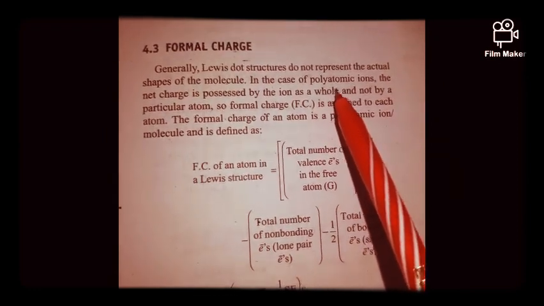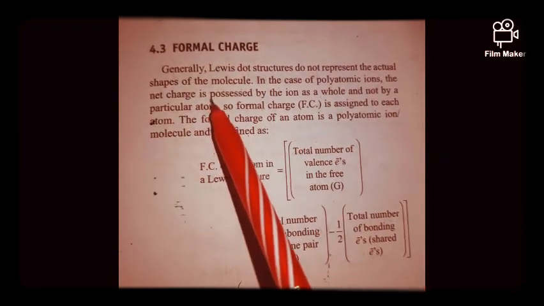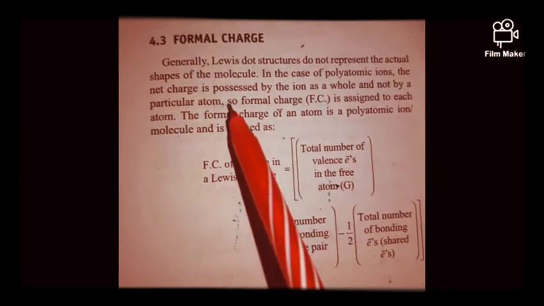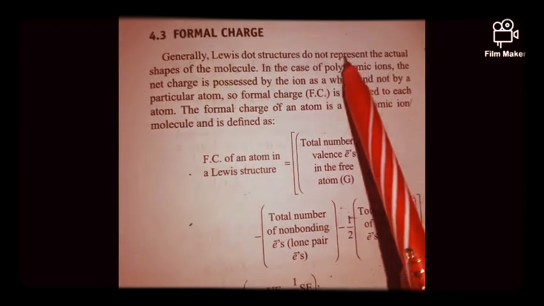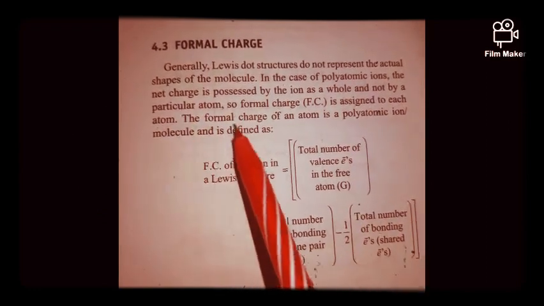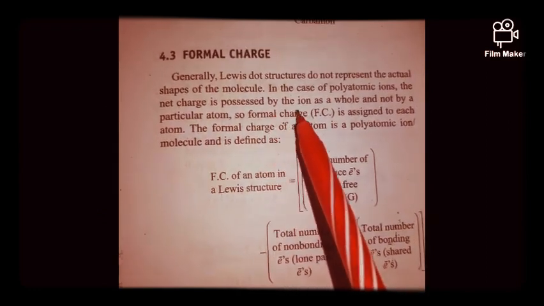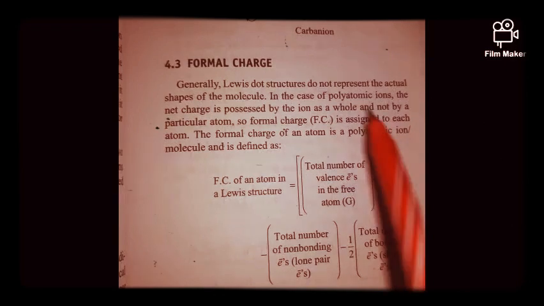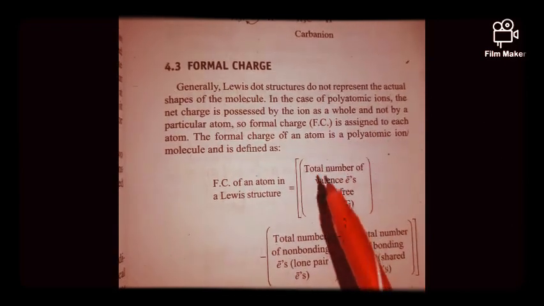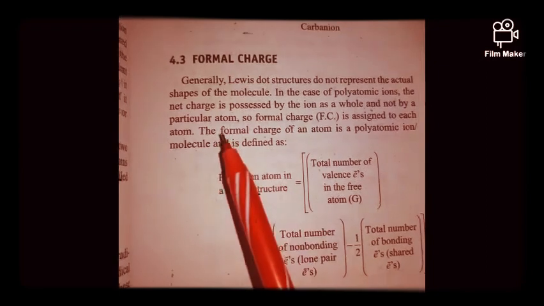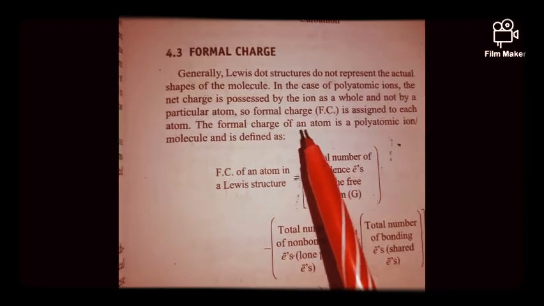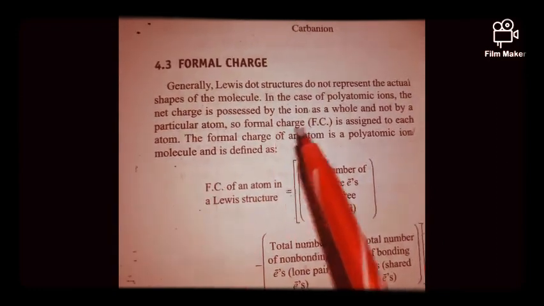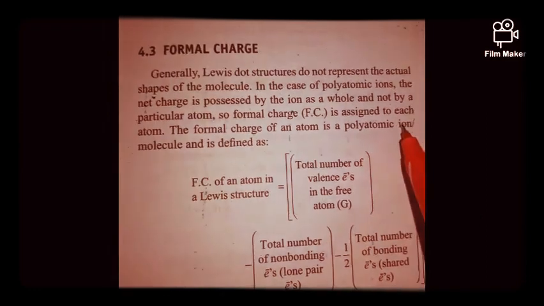So in case of polyatomic ions, the net charge is possessed by the ion as a whole and not by a particular atom. Net charge means total charge. The net charge is possessed by the ion as a whole and not related to a particular atom. So formal charge is assigned to each atom. This is important. Formal charge is assigned to each atom.